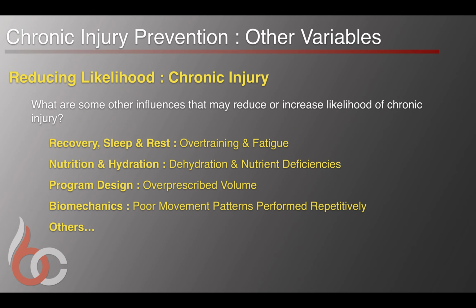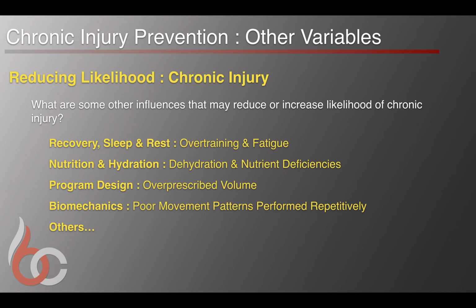So what are some of the other influences that might reduce or increase likelihood of chronic injury? We're also talking about things like recovery, sleep, and rest. So it's not just strength work, but we're talking about getting enough sleep. When we sleep, there's a lot of processes that are happening at full force. One of them is called osteogenic response, and that's quite literally bone rejuvenation. The health of our bones and the resilience of our bones to things like stress fractures depends on that response happening when we sleep. It's also helping, obviously, with overtraining and fatigue. Getting enough sleep and getting enough rest is crucial to managing overtraining and fatigue, and we can see that.